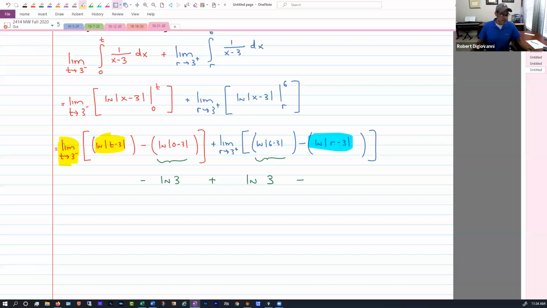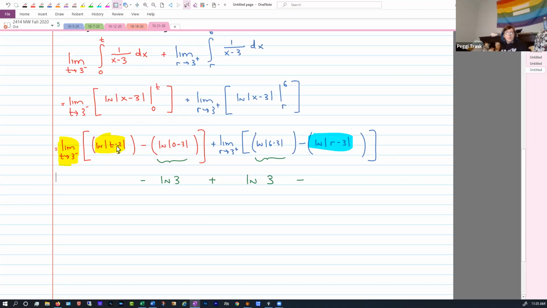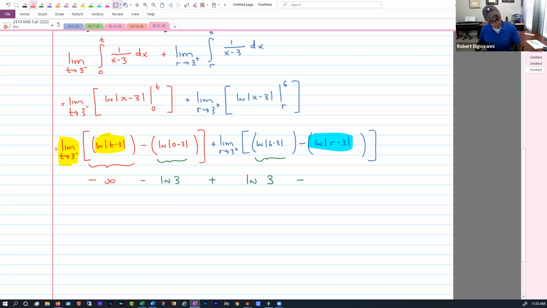What happens as t approaches 3 right here? What is the inside of this heading towards? 0, and it's absolute value, which means it's positive, right? So it's headed to 0 through positive numbers and then getting plugged in a natural log. What does the natural log do as you plug in things that are headed towards 0 from positive values? Didn't we just do that a little while ago? That was the graph of the natural log diving down to what? Negative infinity. So this heads to negative infinity.